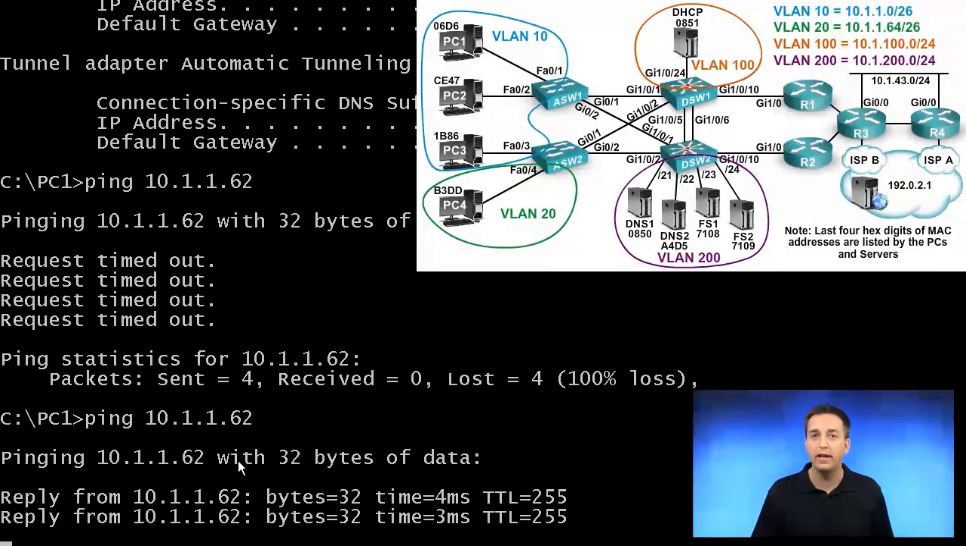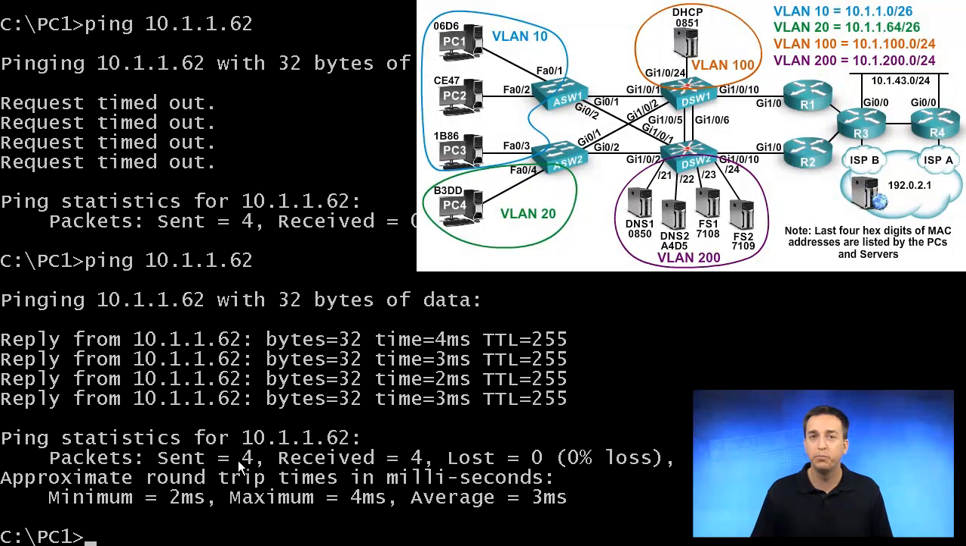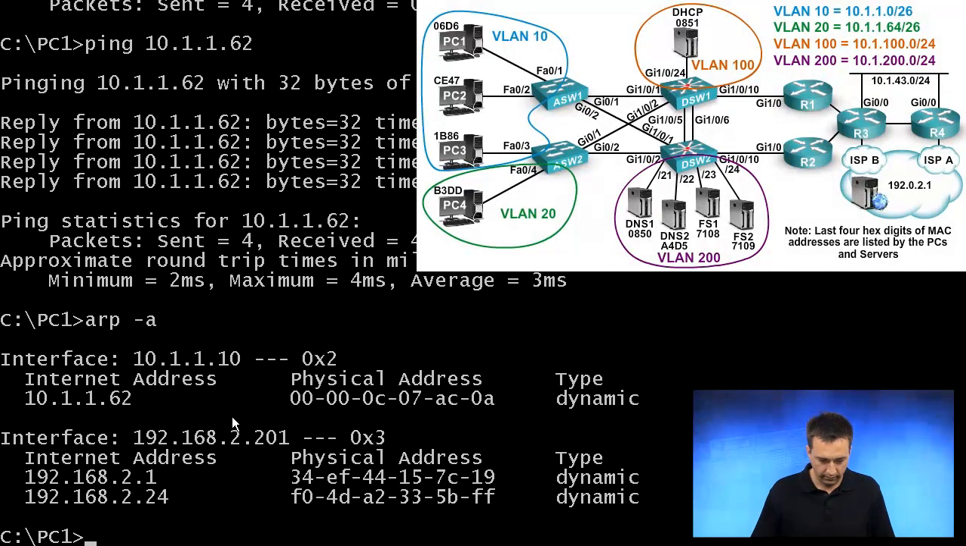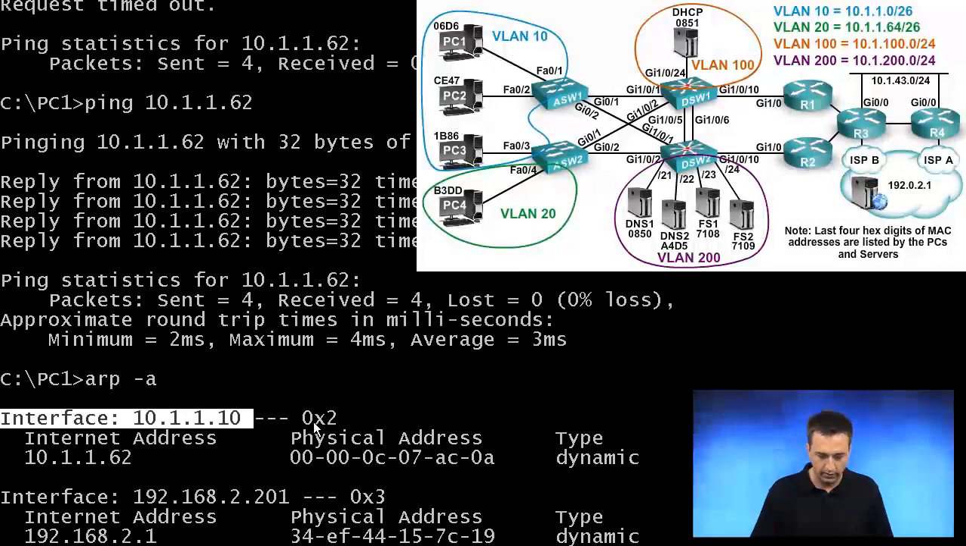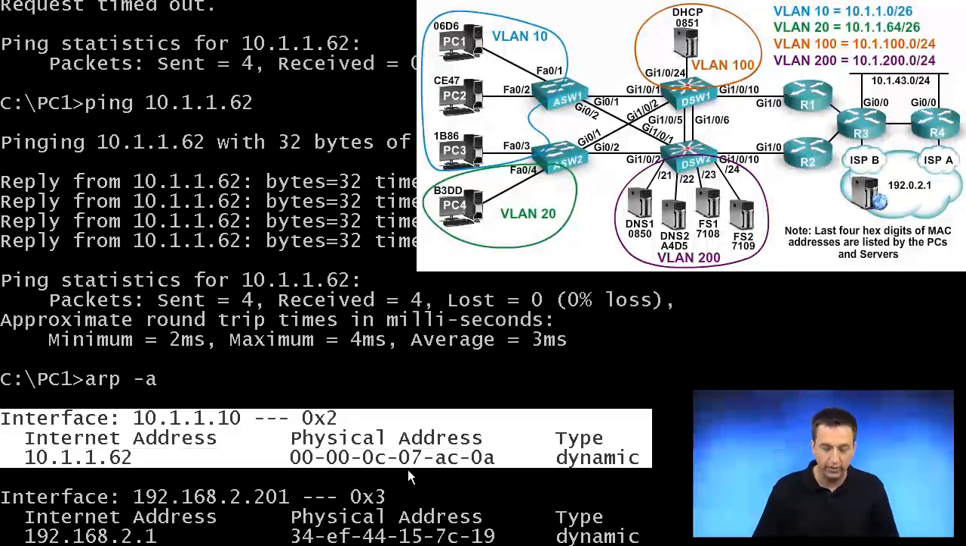We have a reply. Perfect. Let's look at our ARP cache. Here's our ARP cache for the 10.1.1.0/24 network, and you can see the MAC address of 0000.0C07.AC0A. So that is the virtual MAC address associated with that IP address.